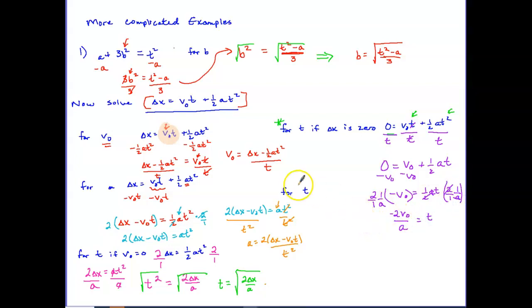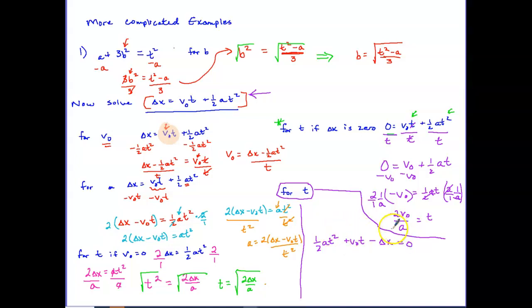All right. So this last case, which I haven't left myself much room for, I really am not going to spend much time on it. If none of these things is 0 in this original equation back up here, then you're left with a quadratic equation. Move the delta x over, rearrange it in order of degree, just like you would in algebra. So rewrite this as 1/2 at squared plus v0t minus delta x equals 0.